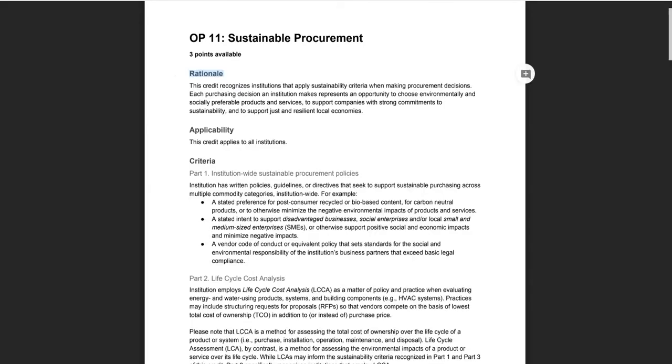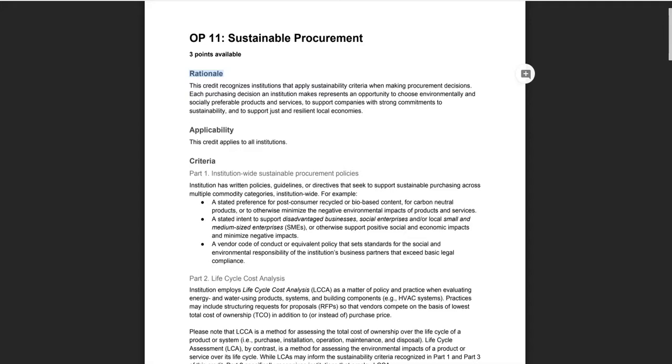The Sustainable Procurement Credit recognizes institutions that apply sustainability criteria when making procurement decisions. Part 1 awards points when an institution has written policies, guidelines, or directives that seek to support sustainable purchasing across multiple commodity categories institution-wide. Part 2 awards points for employing life cycle cost analysis when evaluating energy and water-using products and systems. Finally, points are awarded in Part 3 based on the number of products and/or service categories for which an institution has published sustainability criteria.